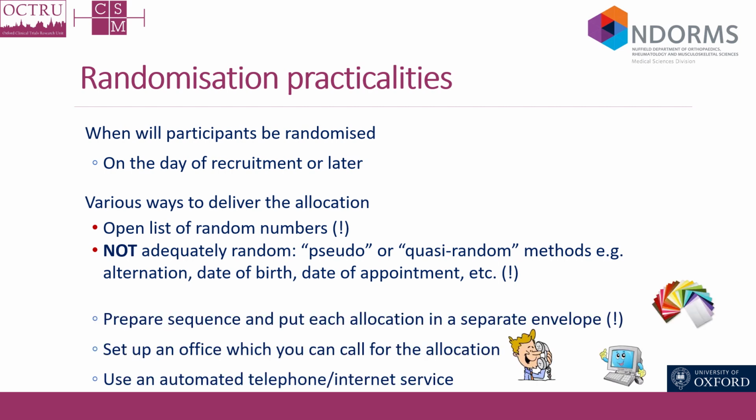Instead, a pre-prepared sequence with each allocation in a separate envelope may be a better idea, assuming the envelopes are opaque sealed, or setting up an office to call for the next allocation. In practice, we do see a lot more the use of secure internet platform that facilitates randomization.